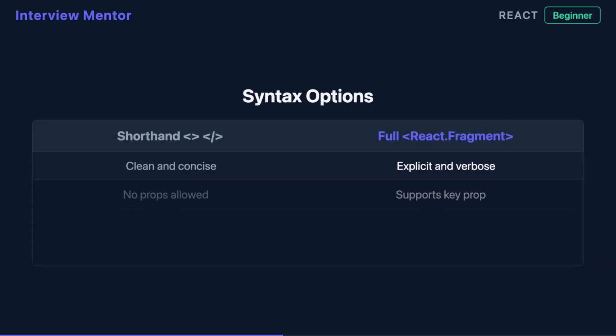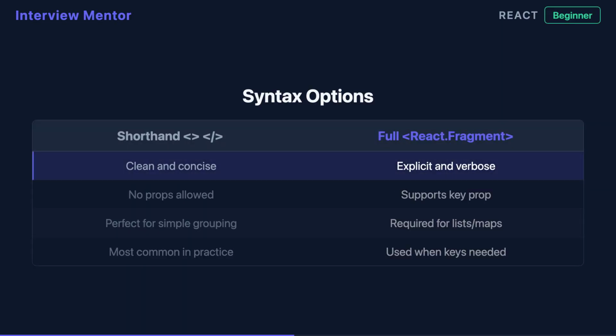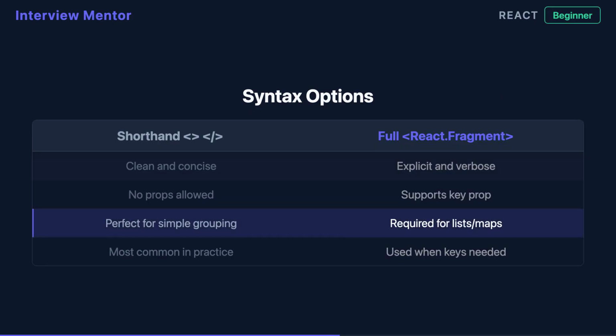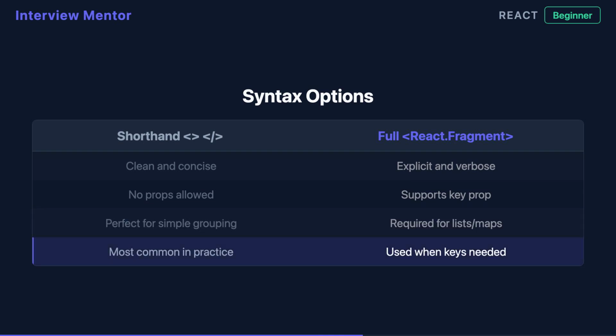You have two syntax options. The shorthand is just empty angle brackets, open angle, close angle. It's clean and concise. The full syntax is React.Fragment with opening and closing tags. The key difference? The full syntax supports a key prop, which you need when rendering fragments inside a loop or map function. The shorthand can't take any props at all.